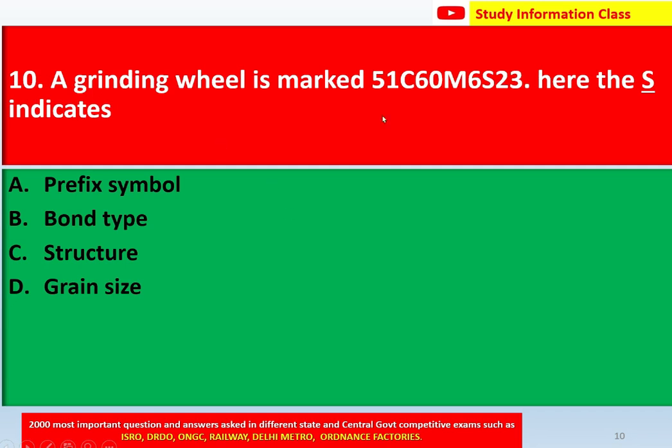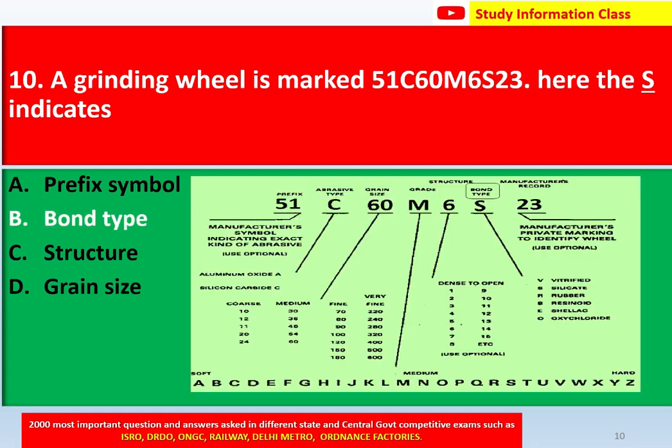Next question. A grinding wheel is marked 51C60M6S23. Here the S indicates option: prefix symbol, bond type, structure, grain size. The correct answer for this question is bond type.